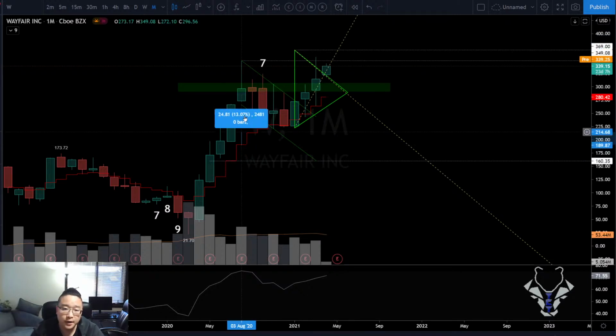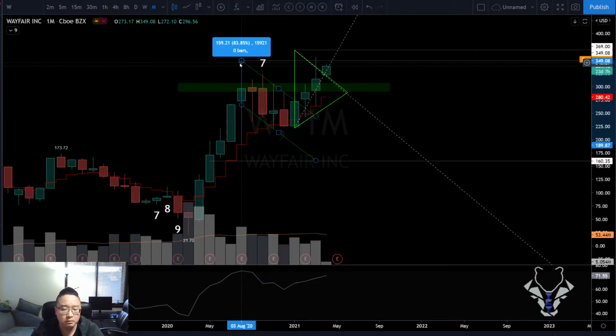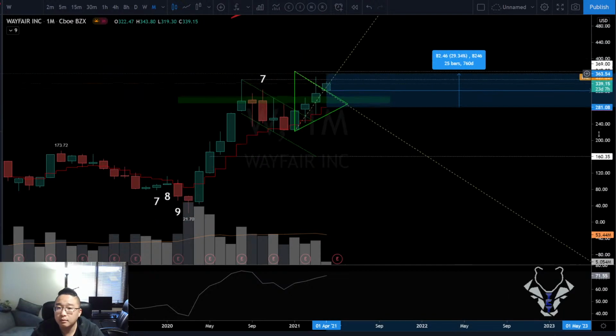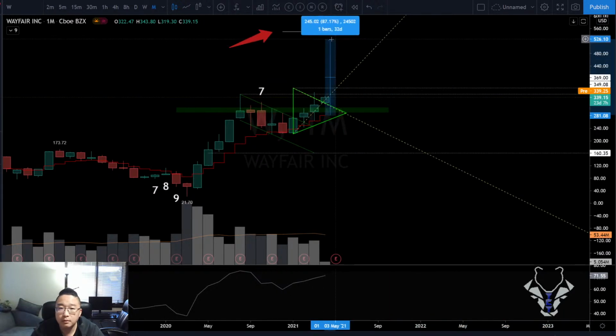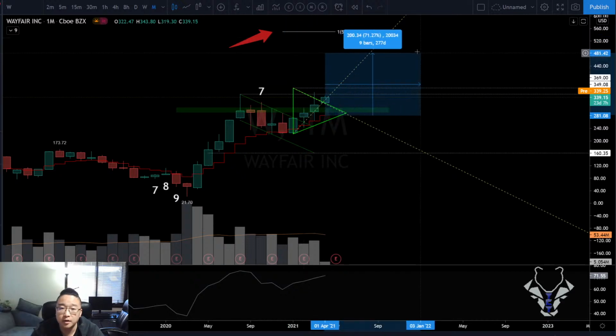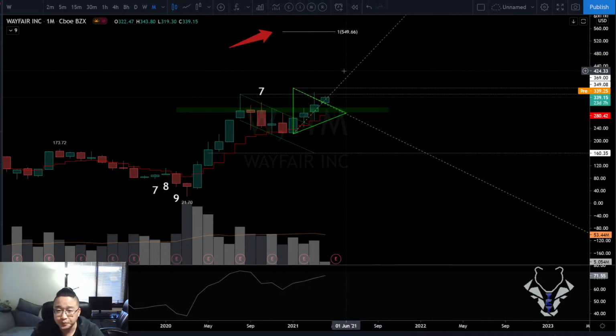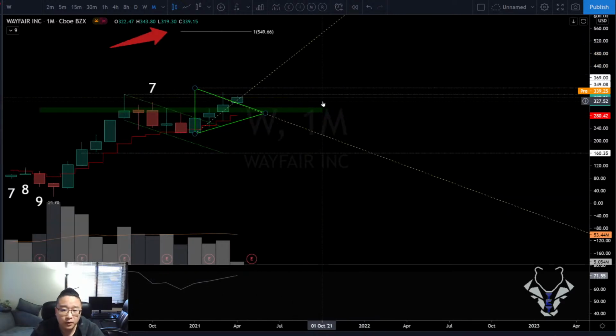So this chart can get pretty extended. Wow, 83% away from the monthly 8. That would bring us to roughly that 1-to-1 extension target, 550-ish. 83%, you will at least get to the 500 zone. So let's watch the follow through. Don't forget about Wayfair. Don't sleep on it.